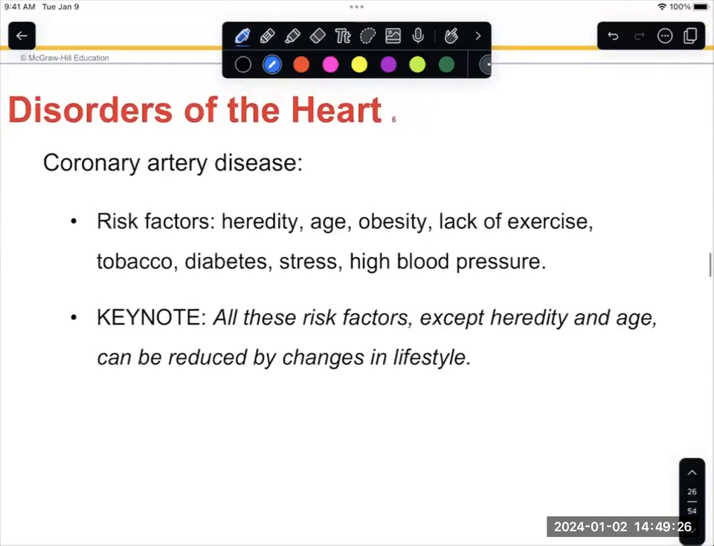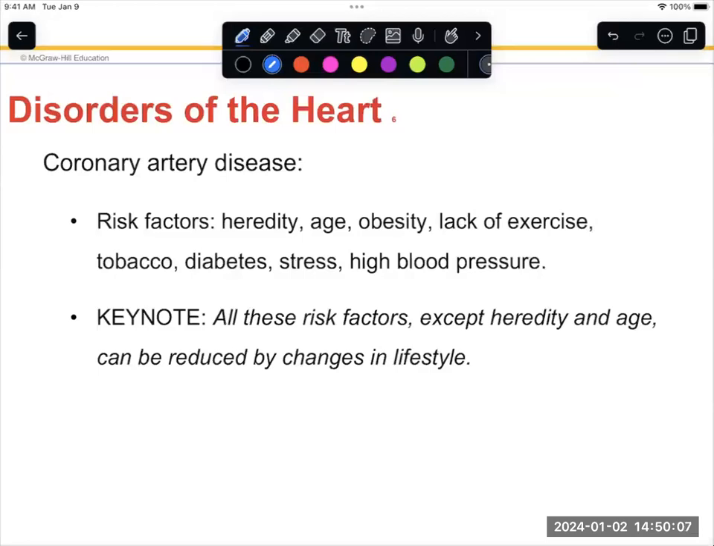So, coronary artery disease risk factors. Heredity, so genetics: if somebody in your family has it, you're more likely to have it. The older you are, the more likely you are. Obesity causes a lot of different conditions, and coronary artery disease is one of those. A lack of exercise: exercise works your heart. It helps you burn fats, and burning more fats prevents your body from storing them in different places in the body.